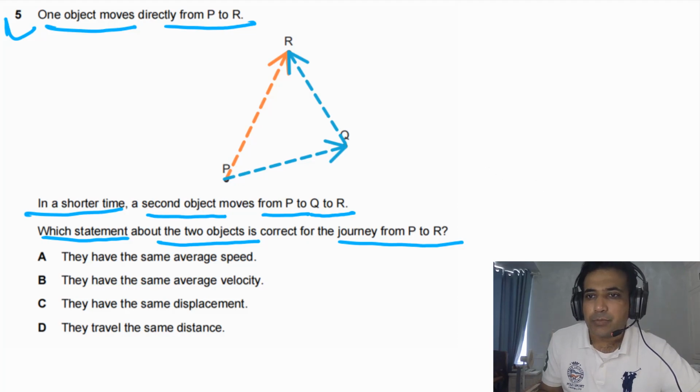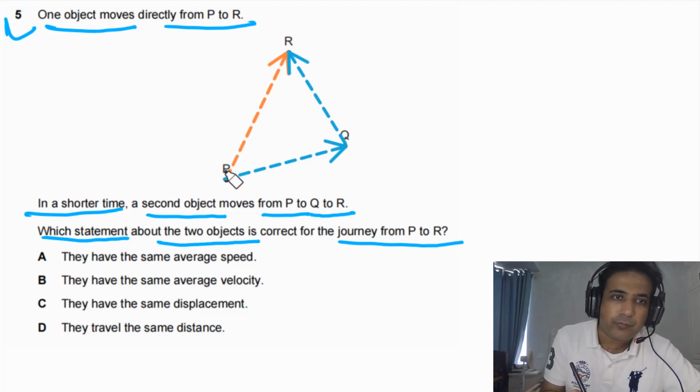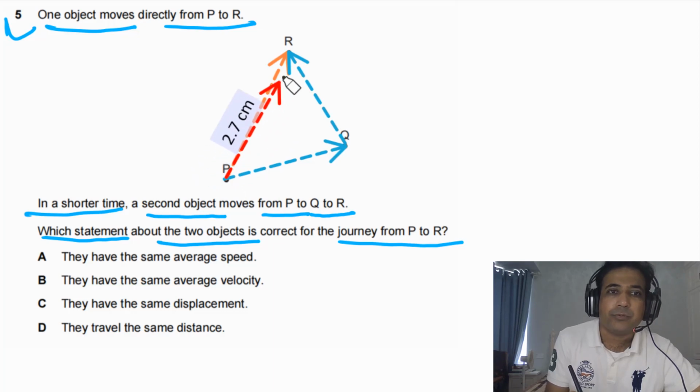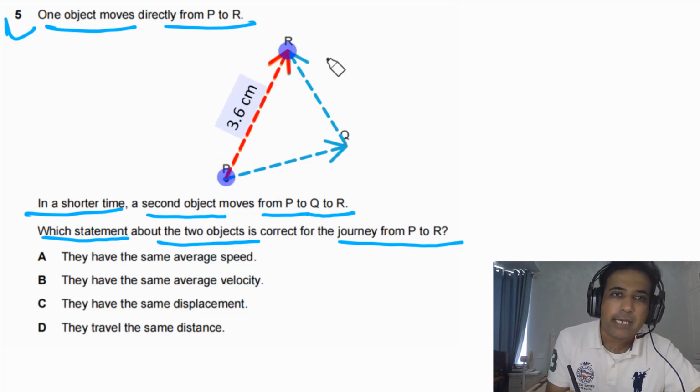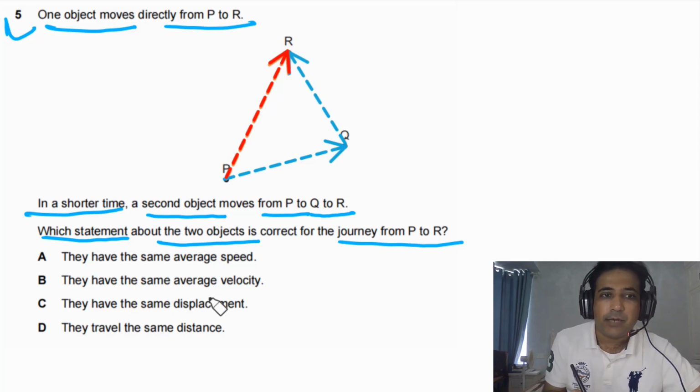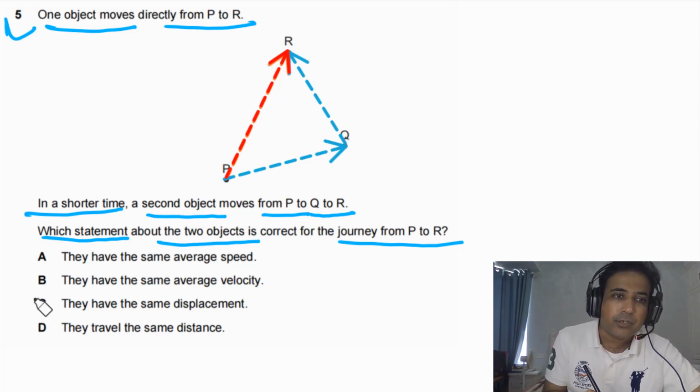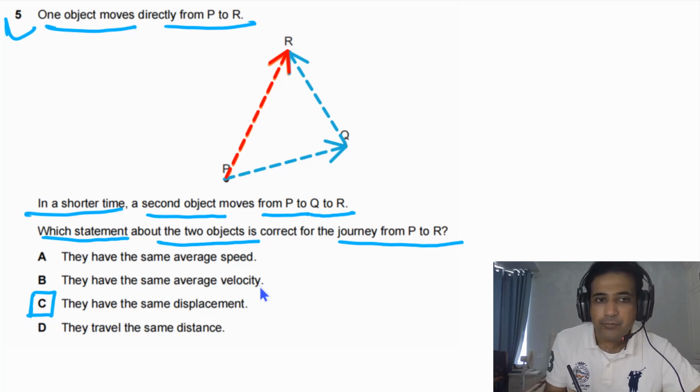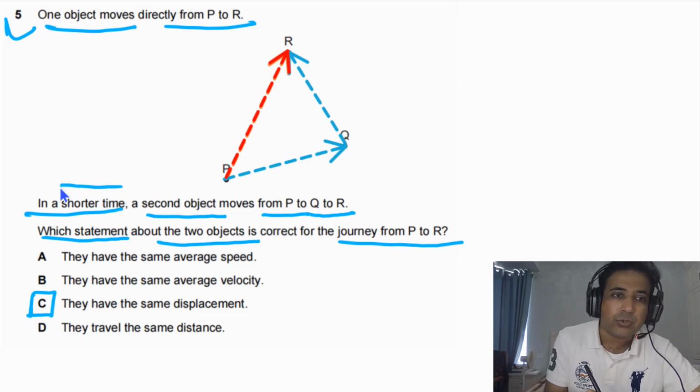So what is the displacement? The displacement of the first object is from P to R, so the displacement is this one. How about the displacement of the second? Also from the initial to the final position. So the displacement of the second object is also the same. So they have different distance, but they have the same displacement. So the answer for this question has to be C. They have the same average velocity? No, because one has shorter time.